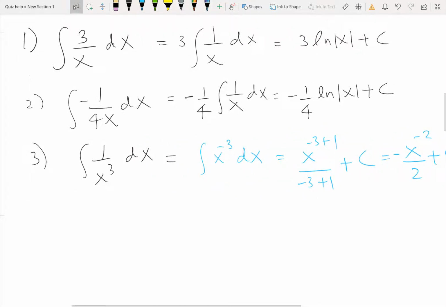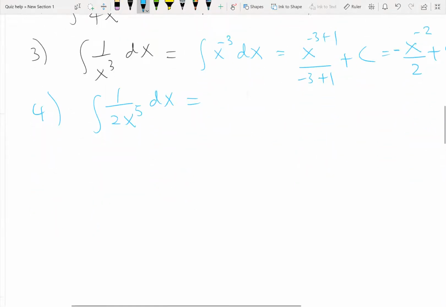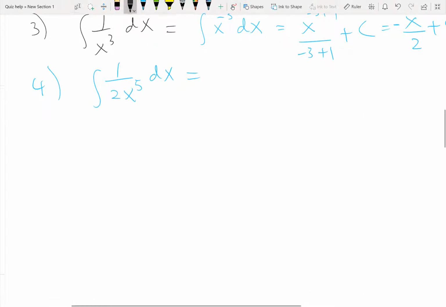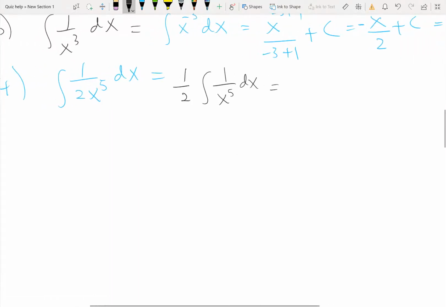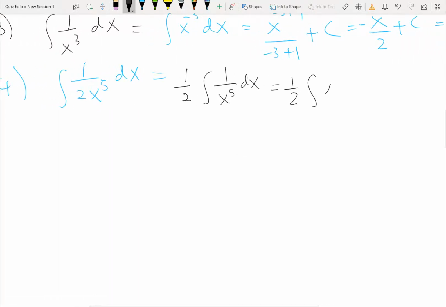All right, now let's do the fourth example: 1 over 2x to the 5. How are we going to do this one? We can take half out first, and we have 1 over x to the 5 to integrate. Again, the answer is not natural log x to the 5. We can write it as half times x to the negative 5 power.